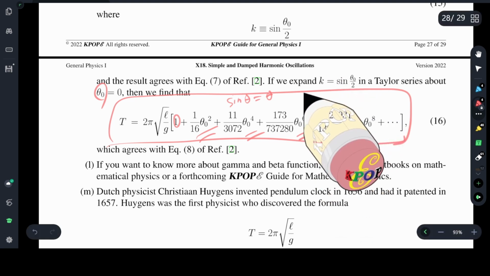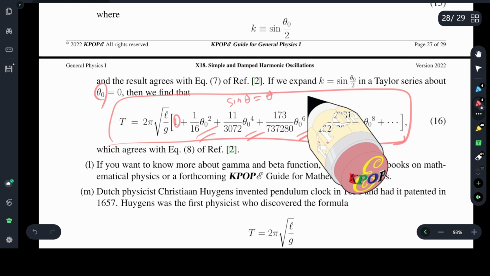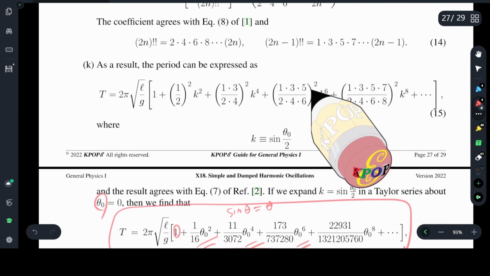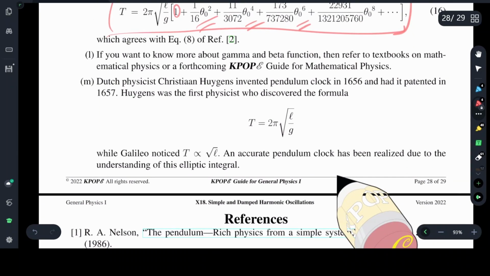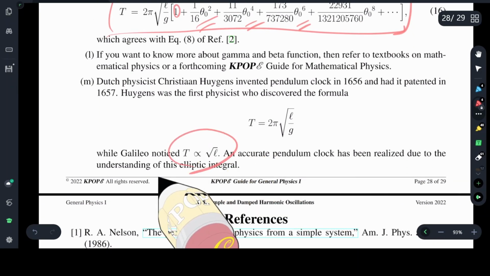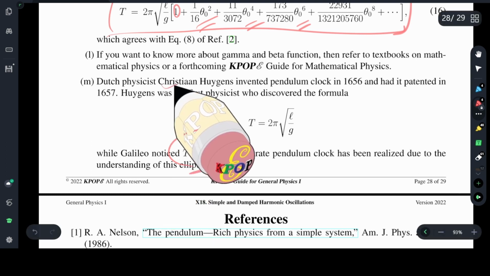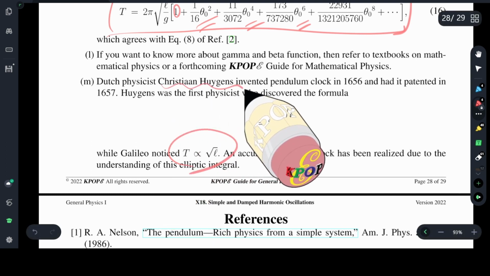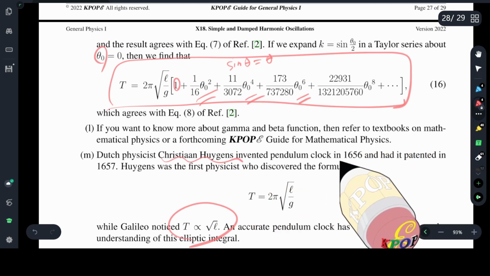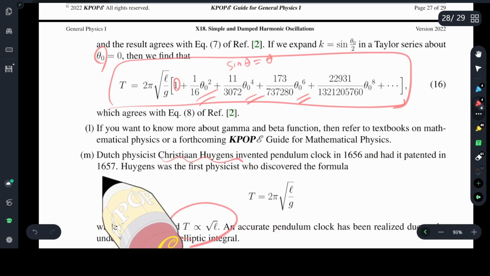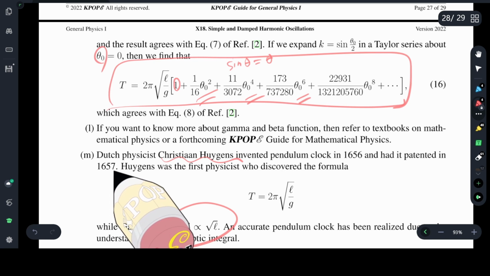Anyway, what we use as a pendulum clock is due to the efforts of Galileo. Galileo found that the period is proportional to the square root of length, but finally Christian Huygens found it, and he patented it in 1657.